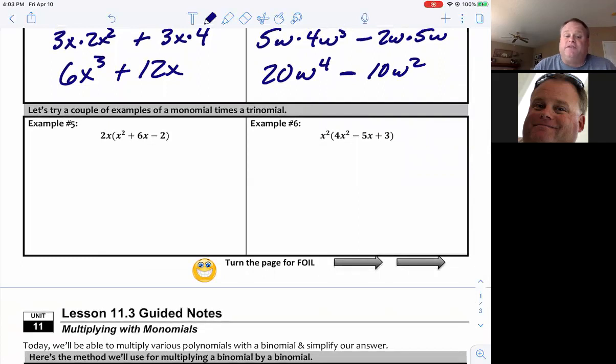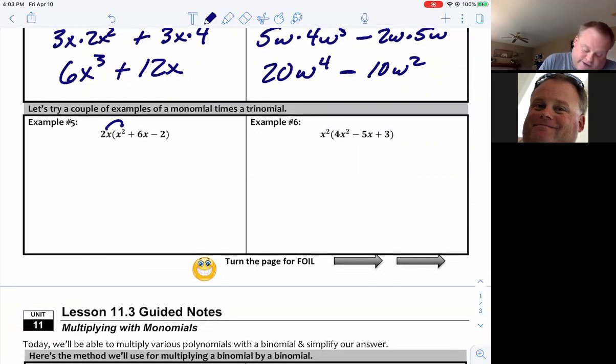2x outside of it. This time I've got a monomial and a trinomial. Multiplying the monomial by a trinomial. Once again, it's the same idea. We're just going to distribute. We're going to distribute the 2x with the x squared, the 2x with the 6x, and the 2x with the negative 2. That's what we're going to do, is just distribute.